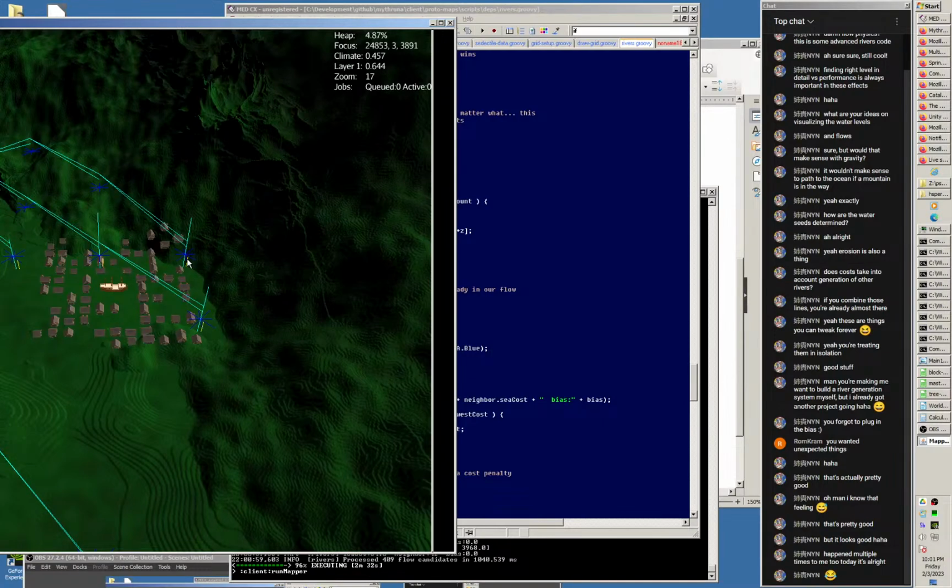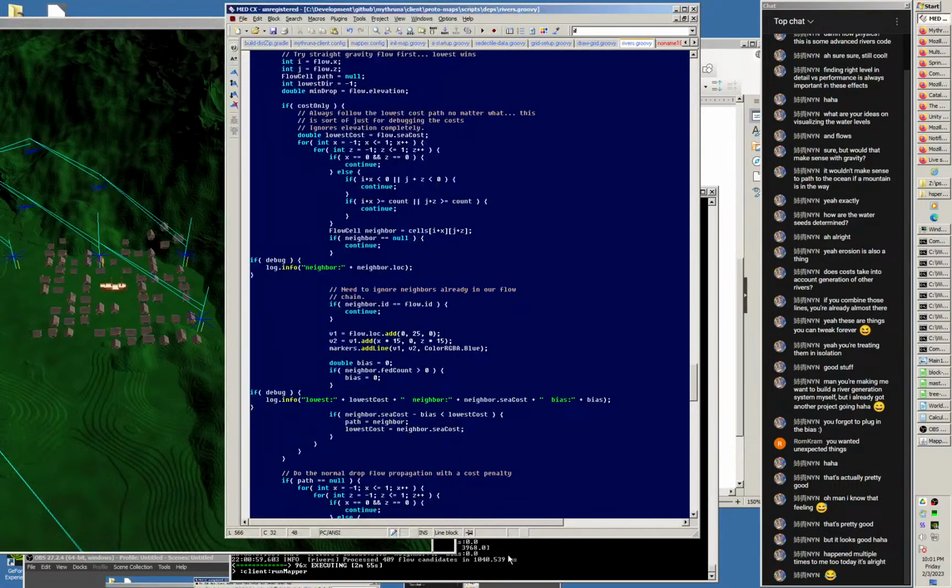But why did it not jump over here? Why did it make it worse? Oh, what it did was it improved the cost of the bad way. No, it shouldn't. It didn't have a bias at all.